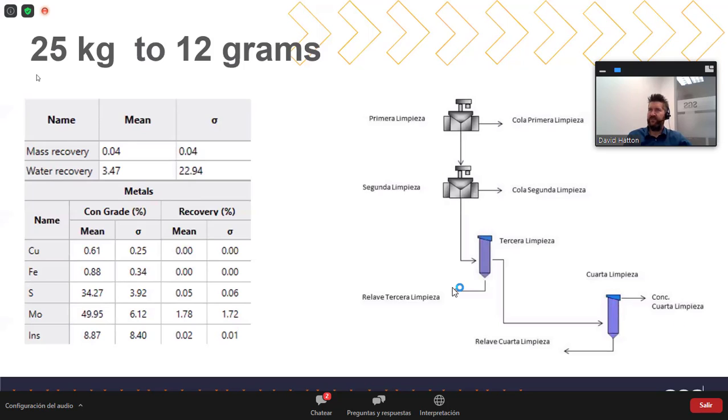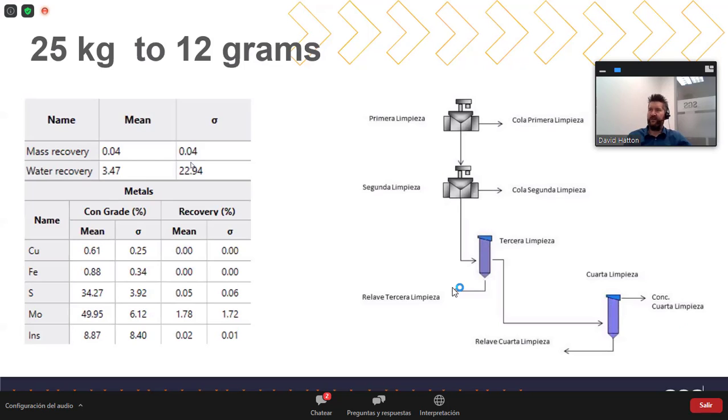So we start off with about 25 kilograms feeding our rougher circuit, our SFR circuit. And in the end, on average, we ended up with about 12 grams of final moly con. Enough for some analysis, but not conducive to how the full circuit would operate.